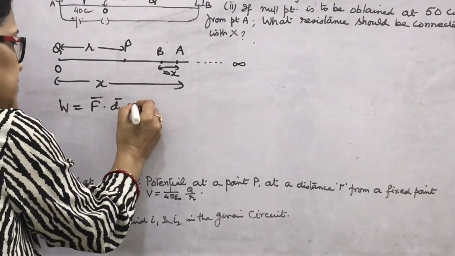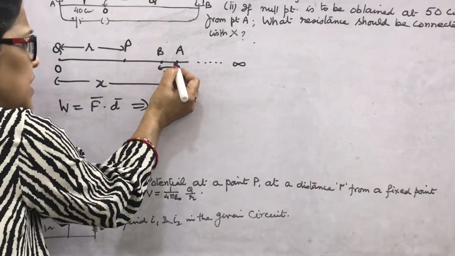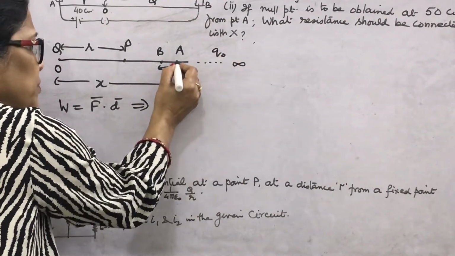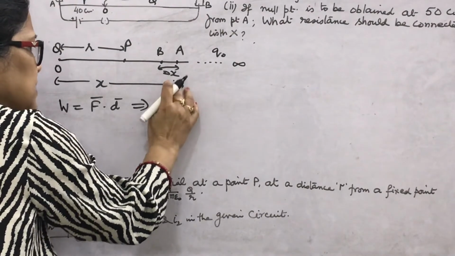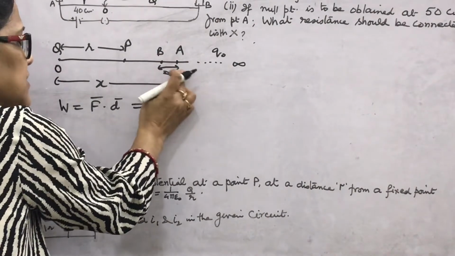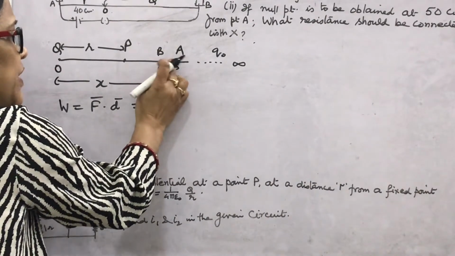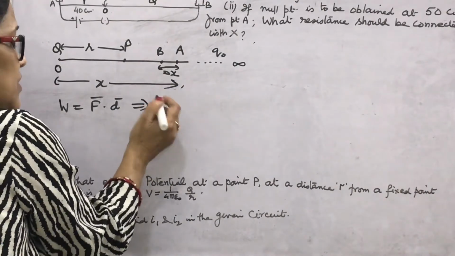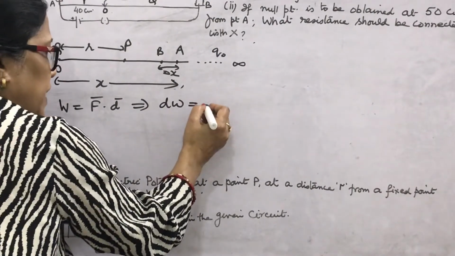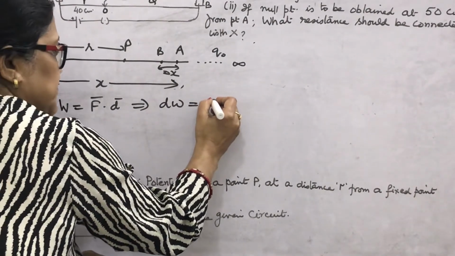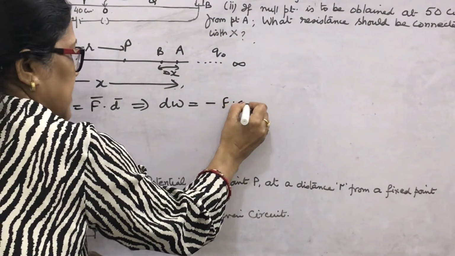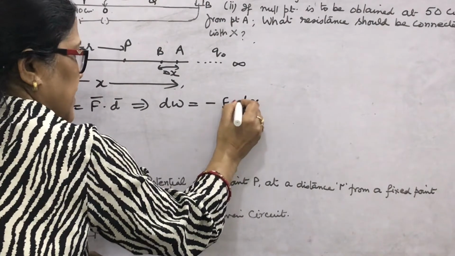Here, using this formula, what can you write? A very small amount of work done in bringing the test charge q naught from the point A, which is at the distance x from the point charge, to the point B at a displacement of delta x. From A to B, the distance is delta x. Then what will be the small amount of work done? We will write dW, and it will be here minus F into delta x, or dx we can write here.